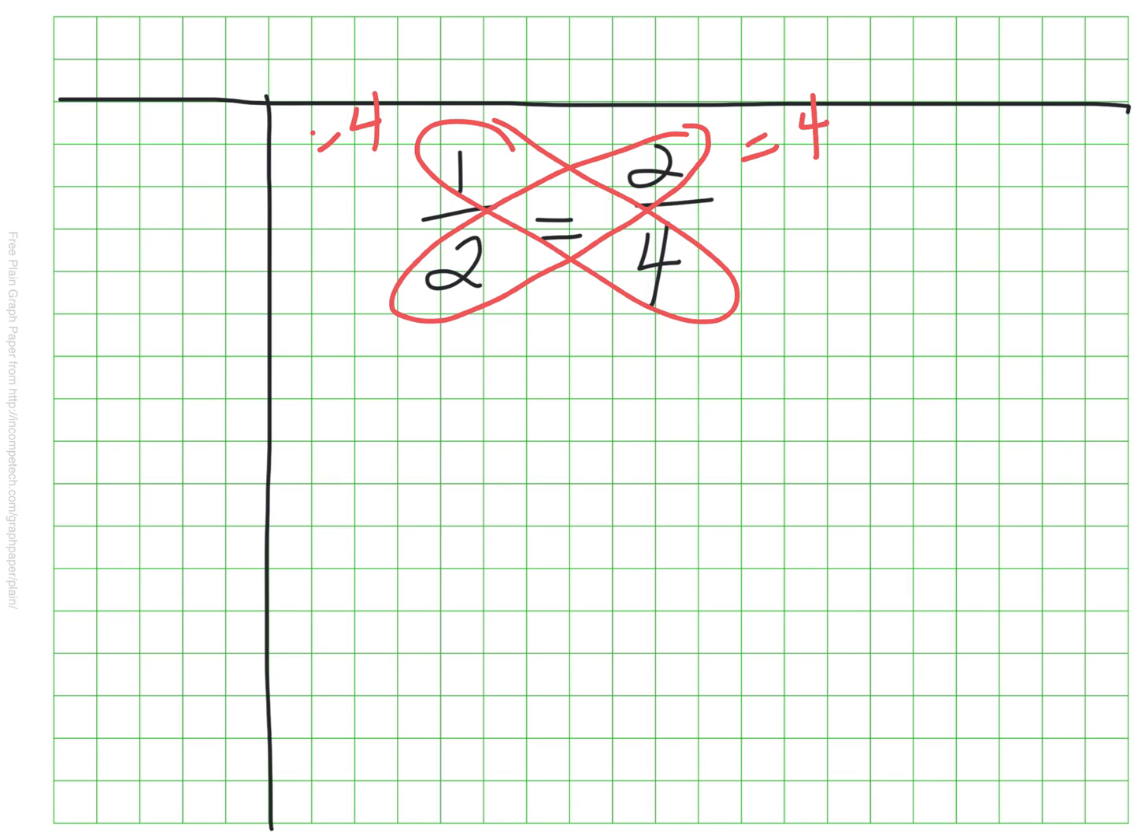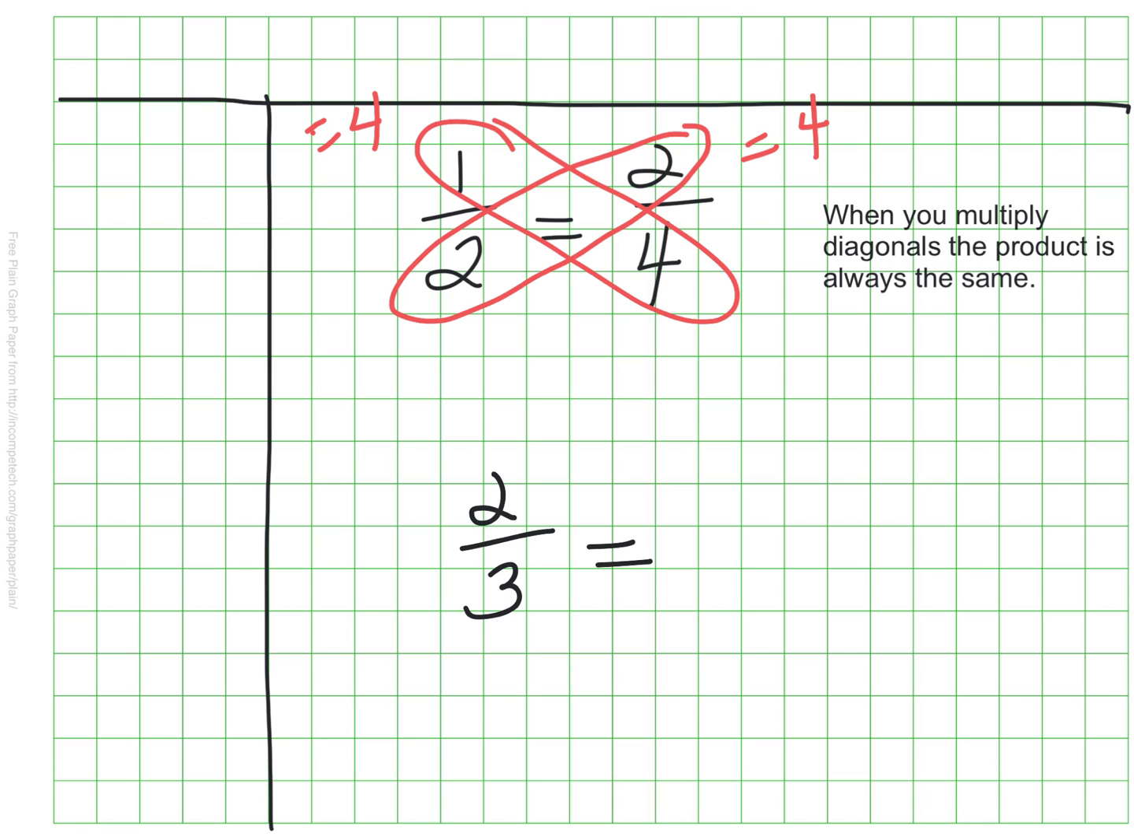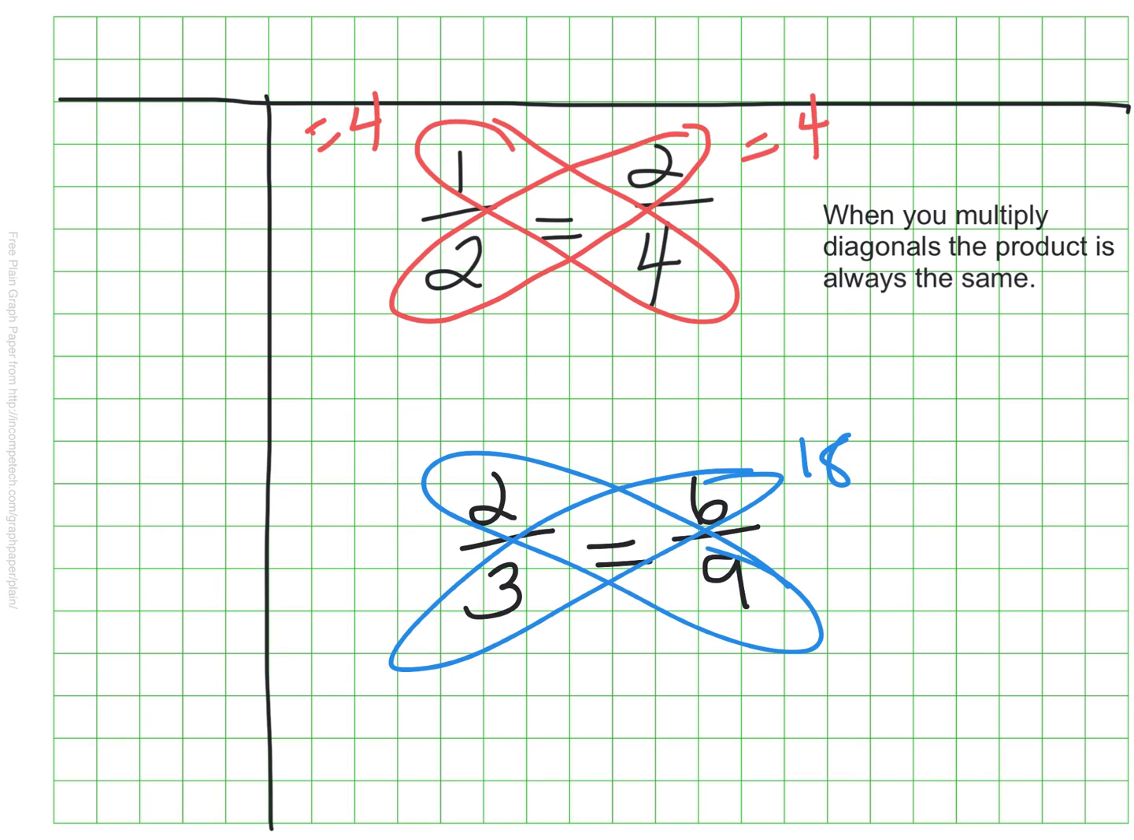And this is always true for ratios. When you multiply the diagonals, the product is always the same. This is always true for equivalent fractions or ratios, right? So let's see, 2/3 I know is the same as 6/9. And if I look at my diagonals, 3 times 6 is 18, 9 times 2 is also 18. The product is always the same.